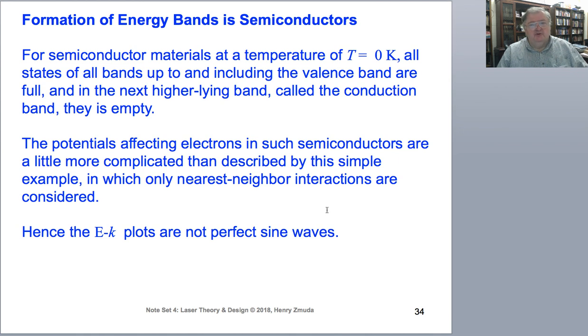For semiconductor materials, if they're at 0 degrees Kelvin, absolute zero, all of the states of all bands up to and including the valence band are full. Important, in a semiconductor, at 0 degrees Kelvin, all the states are filled in all the bands up to and including the valence band. Okay? The valence band is full for a semiconductor at 0 degrees Kelvin. The next higher band is called the conduction band, and that is empty.